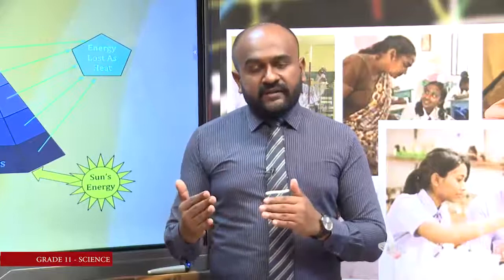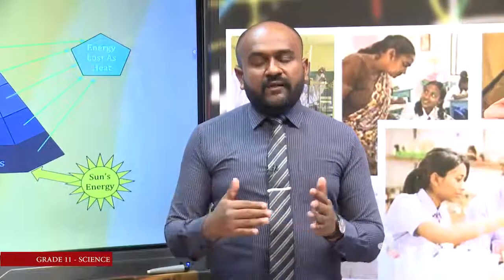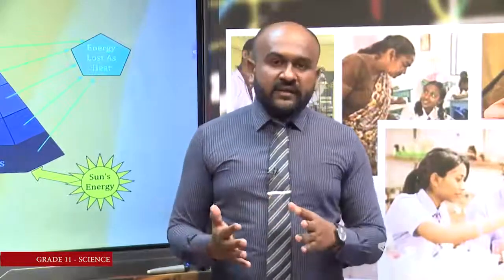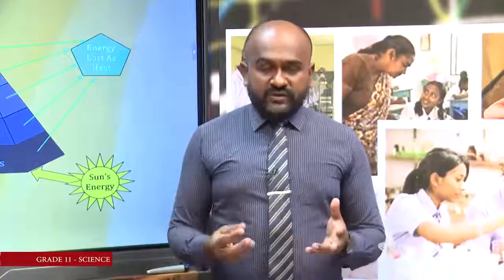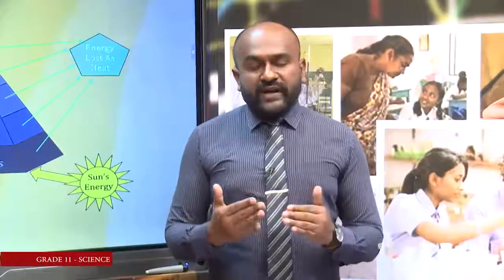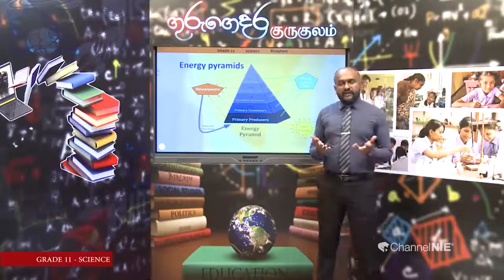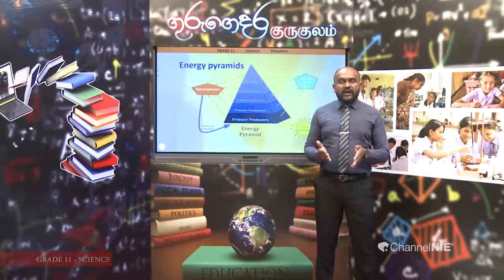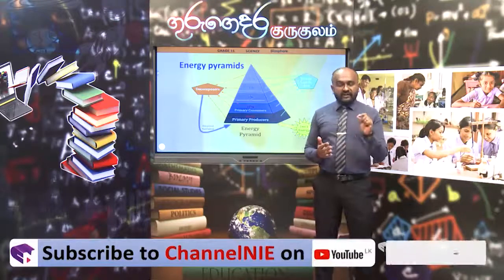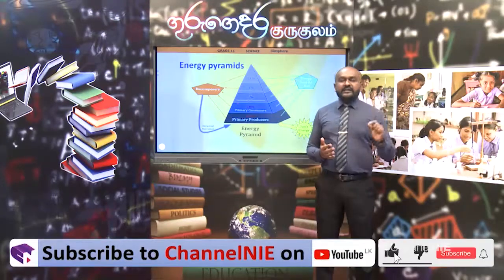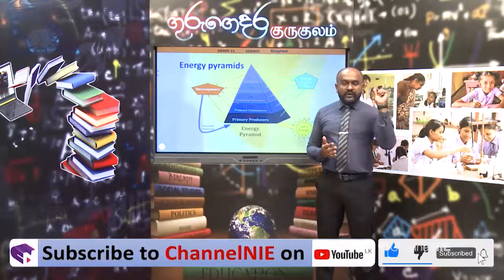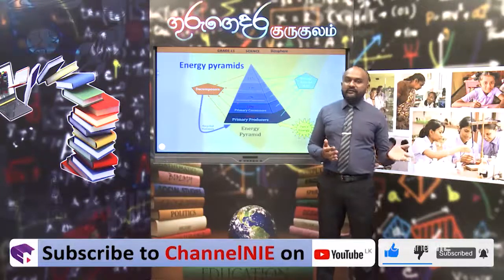In the next lesson, we will talk about biogeochemical cycles and environmental pollution. So, these are the things we are going to do in the second part of our unit 15. So, as we have done this part of the unit, you can go back to the learning outcomes and check whether you have achieved each learning outcome. That helps you identify whether you have learned the lesson.